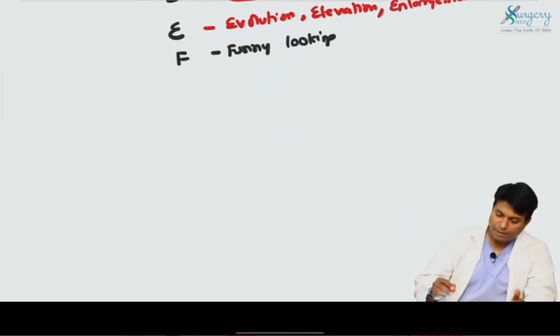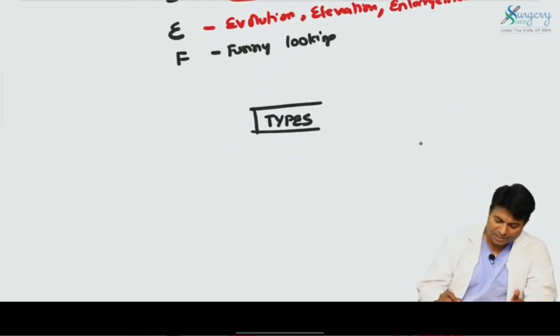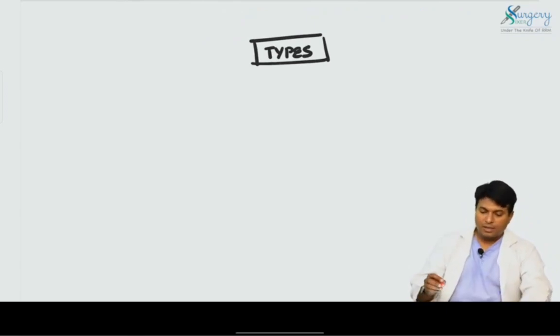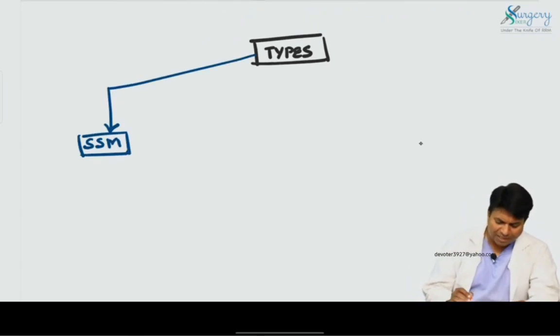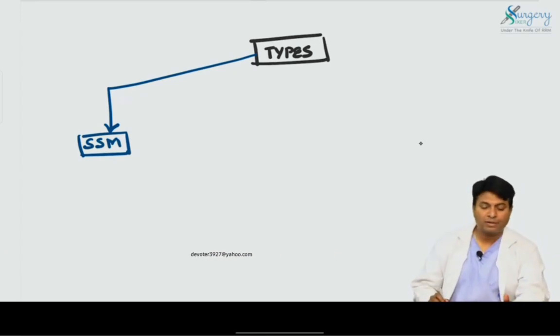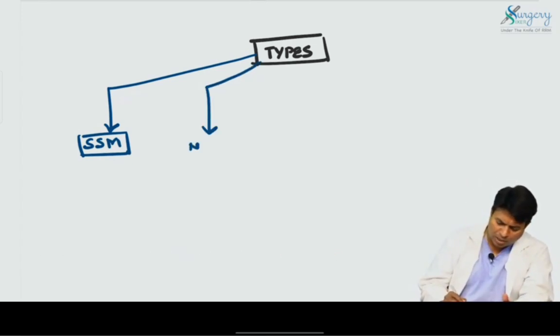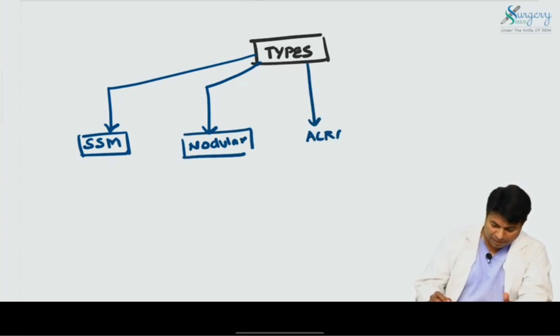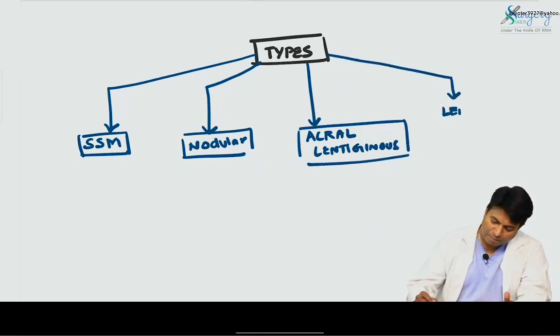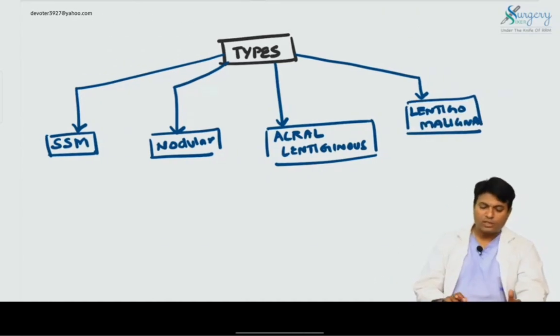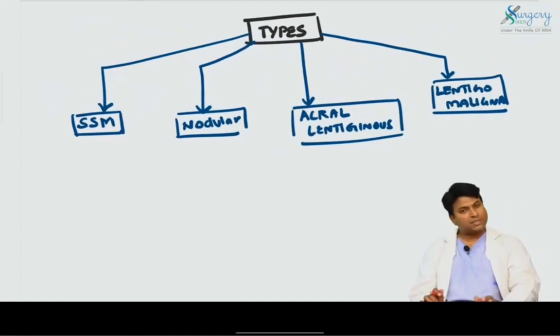Now coming to the types of malignant melanoma. Very important for your exam discussion. I'm going to discuss the various types one by one. Superficial spreading melanoma, SSM, number one. Then nodular melanoma, number two. Acral lentiginous melanoma, number three. Number four, lentigo maligna melanoma. I'm going to discuss the important points of these four first. There are still some more types, which I will discuss later.